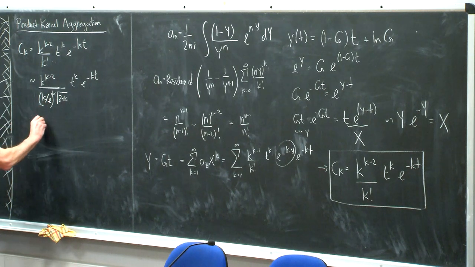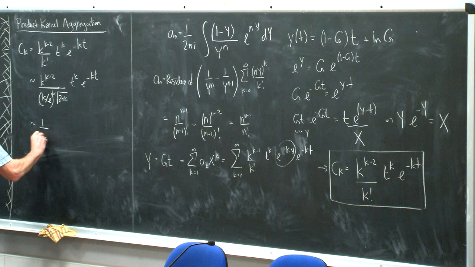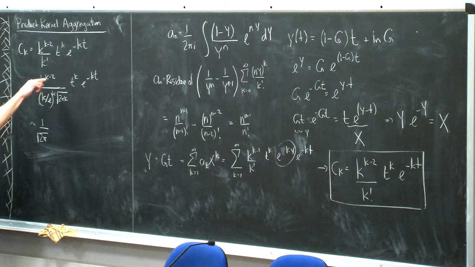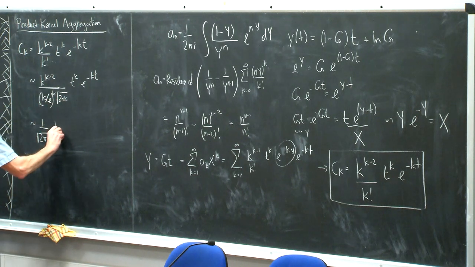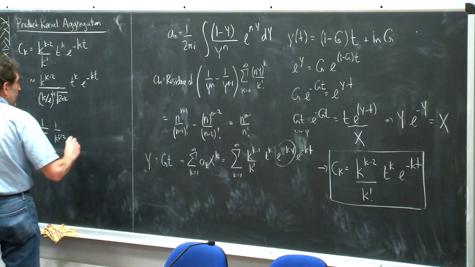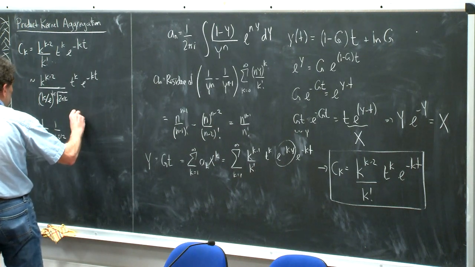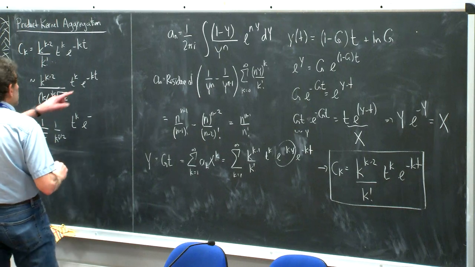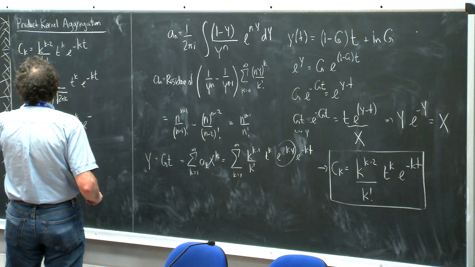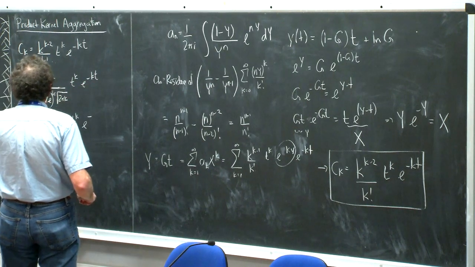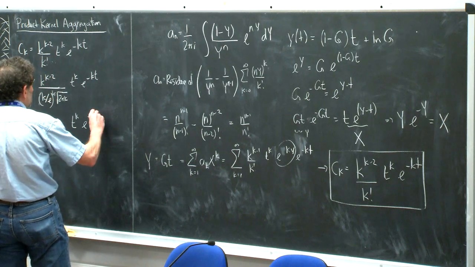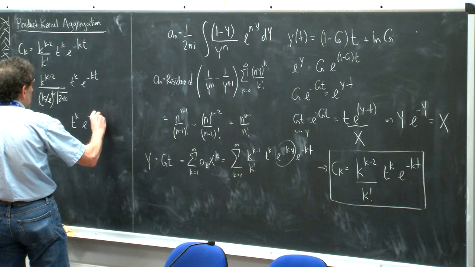So anyways, I have here square root of 1 over 2 pi. The k to the k cancels, and then there's k to the minus 2 with a root k, so there's a 1 over k to the power 5 halves. And then I have t to the power k, e to the minus kt, and then there's one more e to the k here. So it's e to the minus k t minus 1.